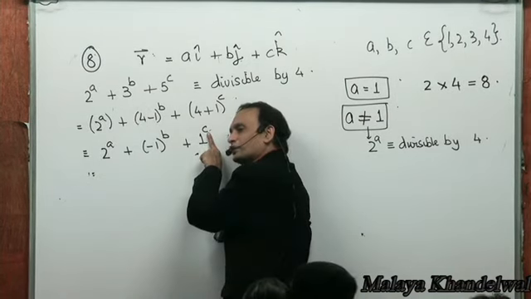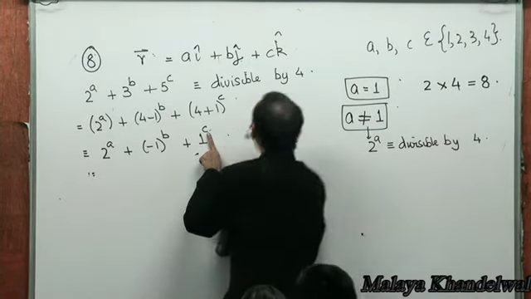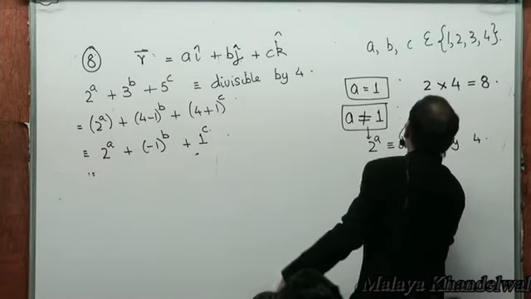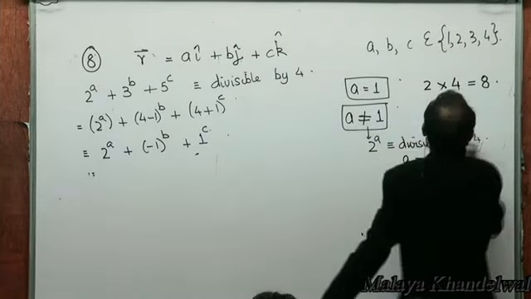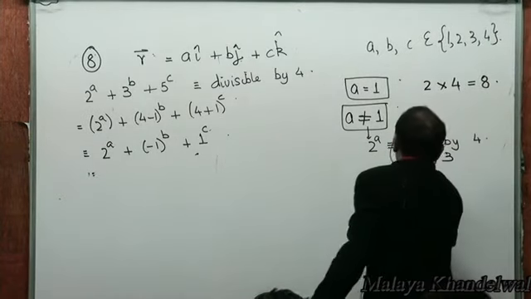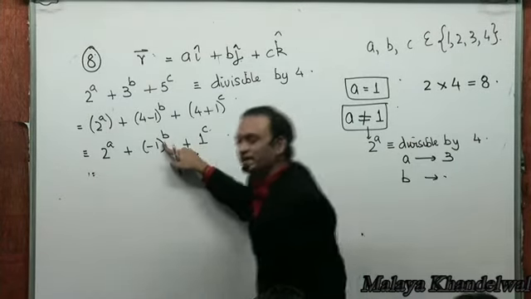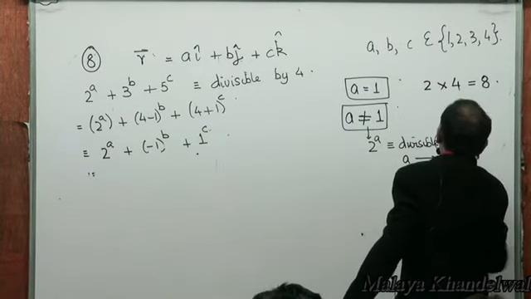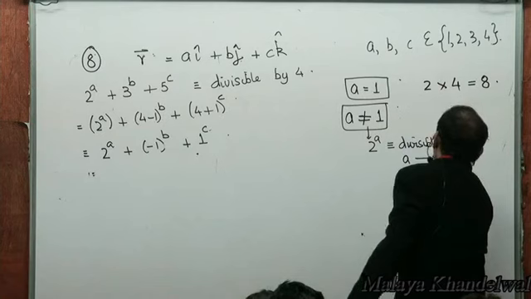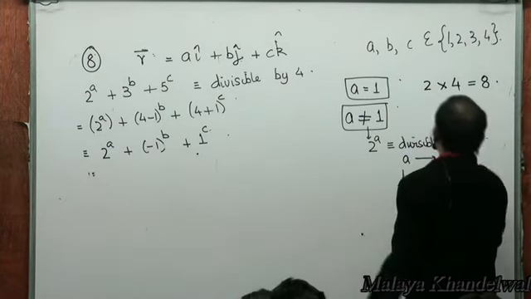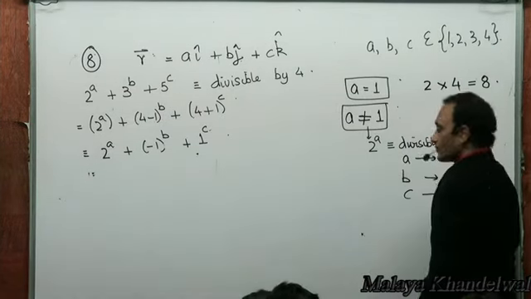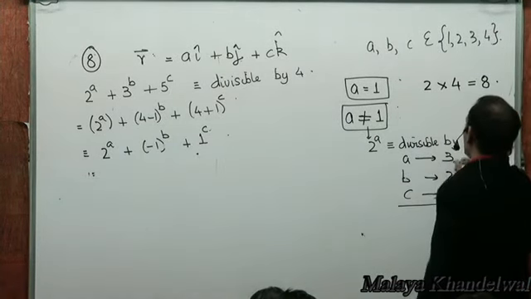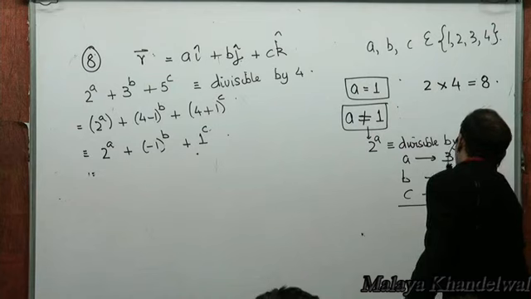So C can be any value from 1, 2, 3, 4. Right? A, if not 1, can assume 3 values: 2, 3, 4. B should not be even, so B can assume values like 1 and 3. So 2 ways of selecting B. And C can be any one of these values, 1, 2, 3, 4. 4 ways of selecting this. So the number of ways of selecting A and B and C would be 3 into 2 into 4. That makes it 24.